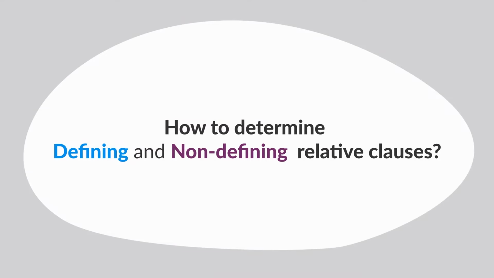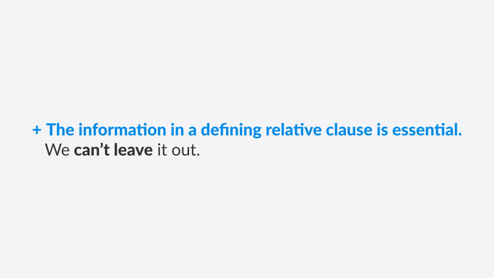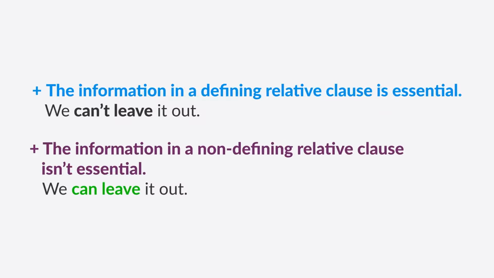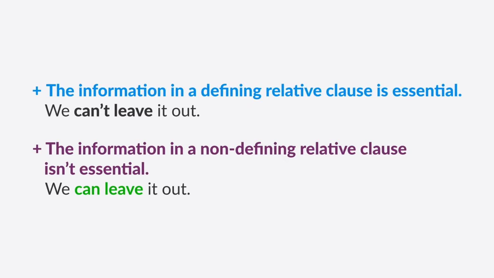Students ask common questions on this topic. Let's explore answers for all of them. How to determine defining and non-defining relative clauses? That is the question. Anyway, it is easy to distinguish them. The rule is the following. The information in a defining relative clause is essential. We can't leave it out. The information in a non-defining relative clause isn't essential. We can leave it out.